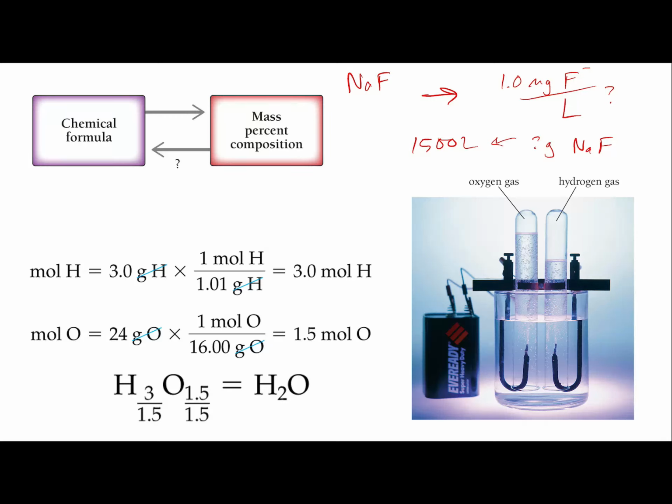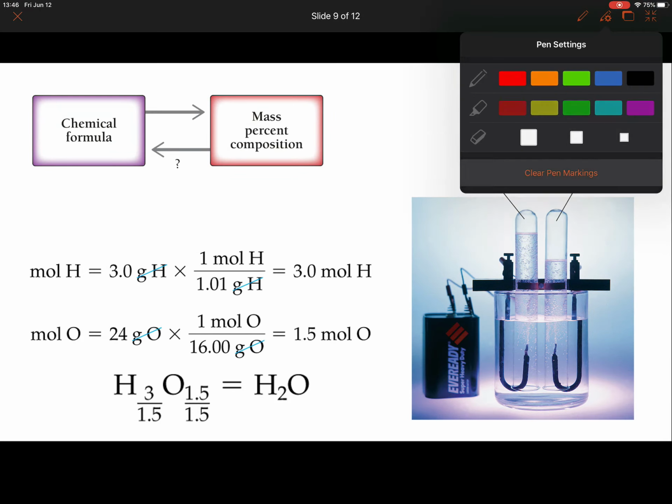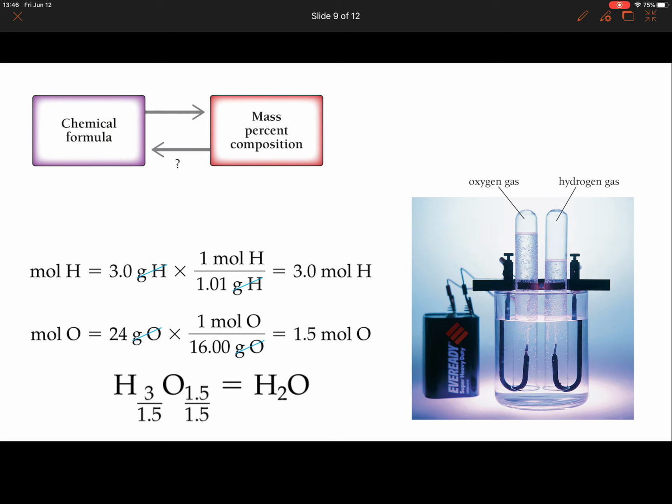So let's switch gears though and talk about how we actually get our empirical formulas from chemical formulas or from mass percent compositions. So to remind you, an empirical formula is the simplest whole number ratio of each atom in a compound, but not the actual number of each atom in a compound. Now, the molecular formula is always the whole number multiple of the empirical formula. So if we have the empirical formula, which is the simplest ratio, we can multiply it by a whole number and actually get our molecular formula, which is the real thing.